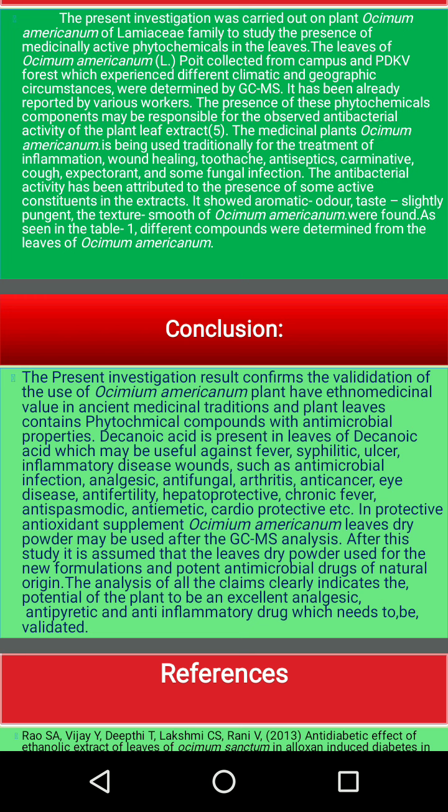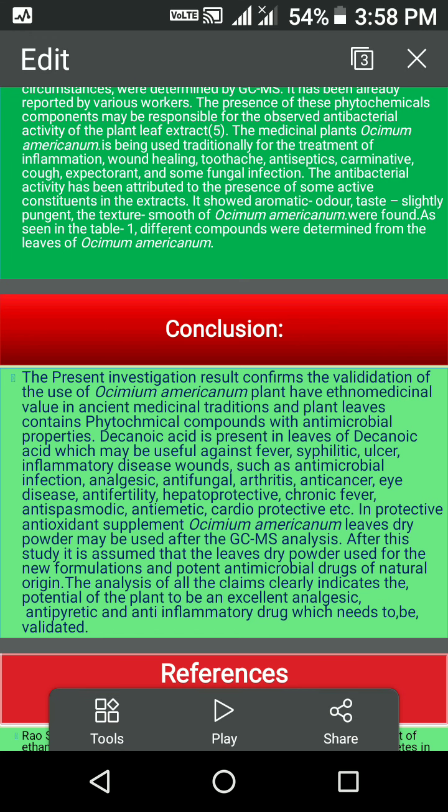medicinal tradition, and the plant leaves contain some phytochemical compounds with antimicrobial properties. That is, the decoic acid present in the leaves is useful against fever, splenic ulcer, inflammatory disease, wounds such as antimicrobial infection, analgesic, antifungal, arthritis, anti-cancer, eye disease, anti-fertility, and chronic fever, and antimetric and cardioprotective activity is found in this compound, the decoic acid.